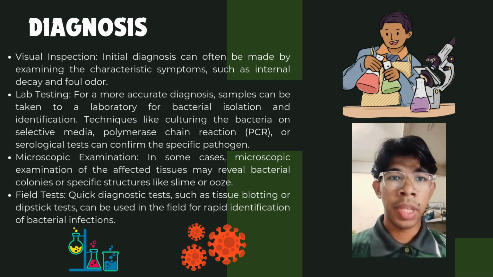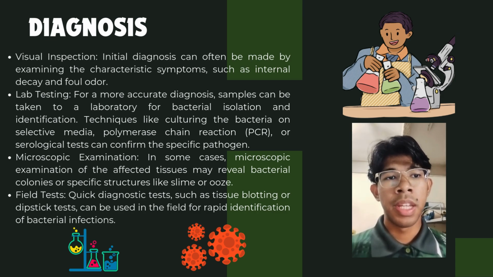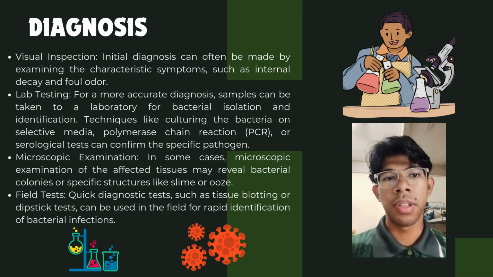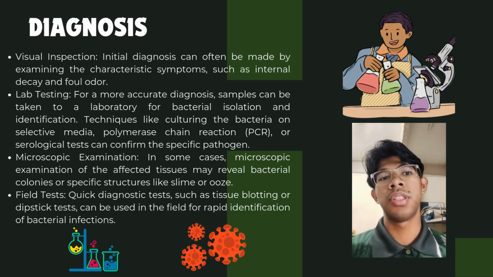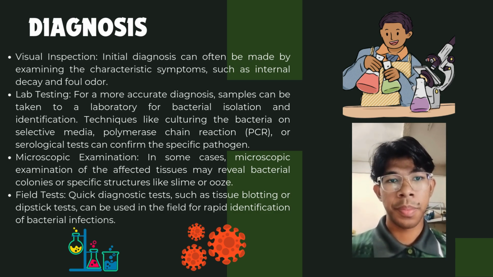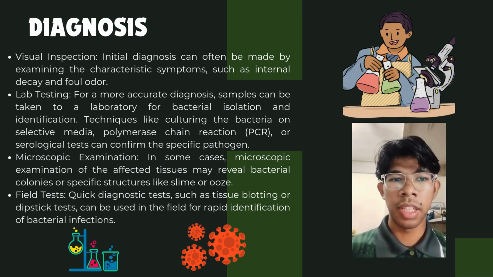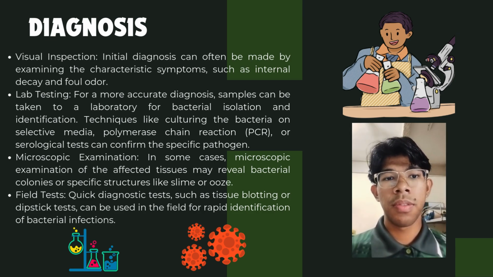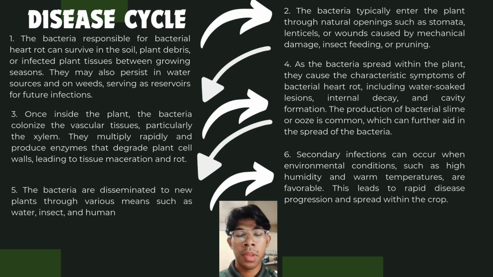The next one, microscopic examination. In some cases, microscopic examination of the affected tissue may reveal bacterial colonies or specific structures like slime or ooze. And lastly, field test. Quick diagnosis tests such as tissue blotting or dipstick tests can be used in the field for rapid identification of plant infection.